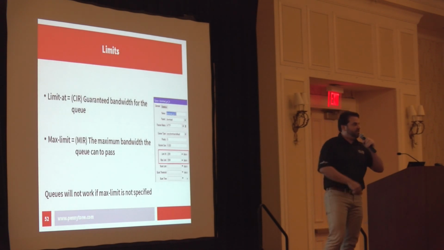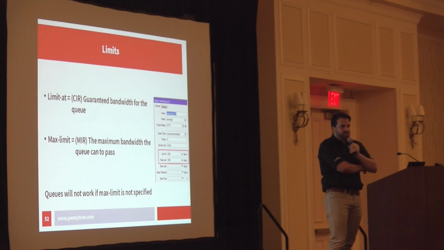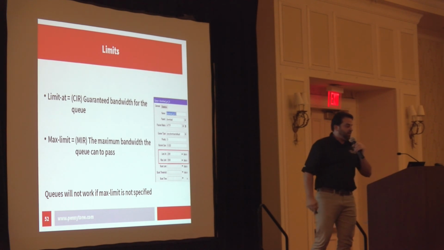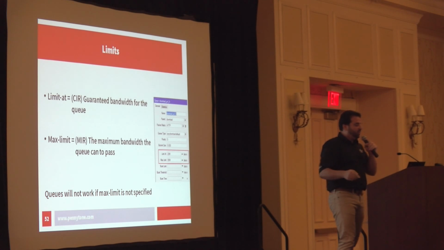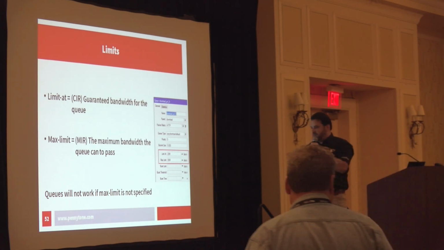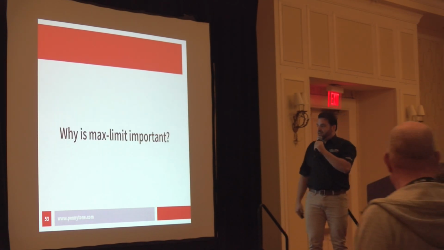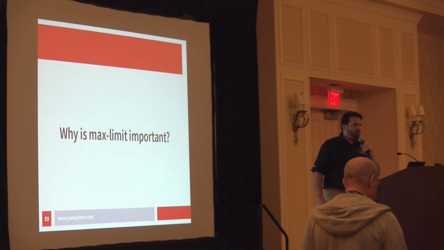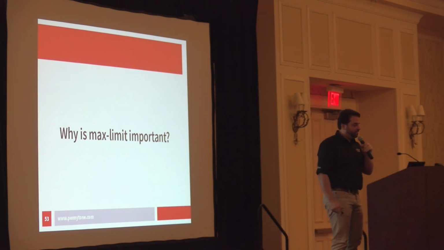Now, limit at is the committed information rate. That is the guaranteed bandwidth for the queue. And the maximum limit is the MIR, maximal information rate. It's the maximum bandwidth that the queue can pass. And queues will not work if max limit is not specified, so please specify them. Now, why is max limit so important? Probably the most important setting in a queue.